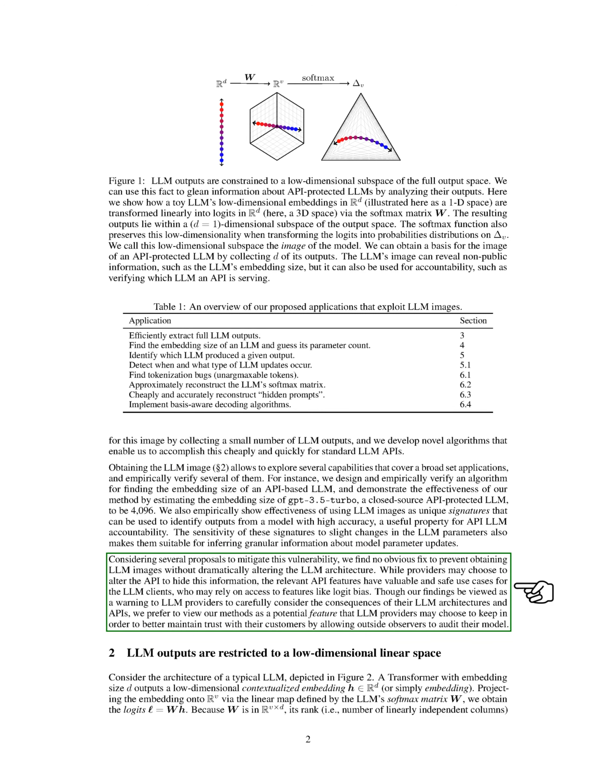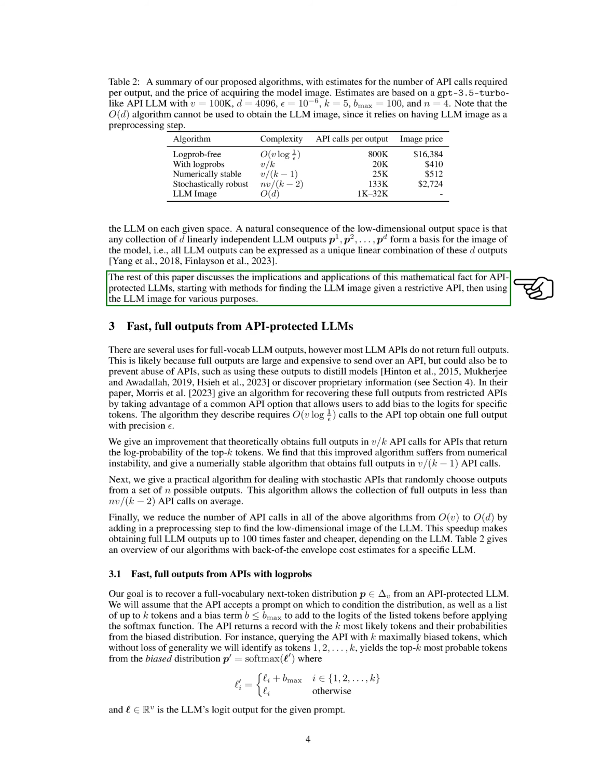Despite the potential security implications of revealing LLM images, there is no straightforward solution to prevent their extraction without significantly altering the LLM architecture. While providers may consider hiding this information, features related to the API have essential and safe uses for LLM clients. Our methods serve as a reminder for LLM providers to carefully consider the impact of their model architectures and APIs. However, we see these methods as a valuable tool that providers can choose to maintain trust with their customers by allowing external audits of their models.